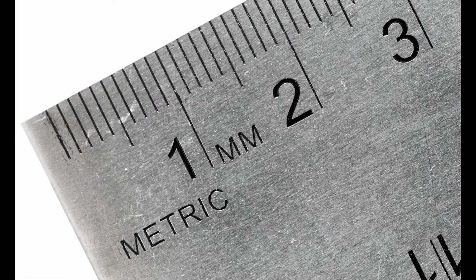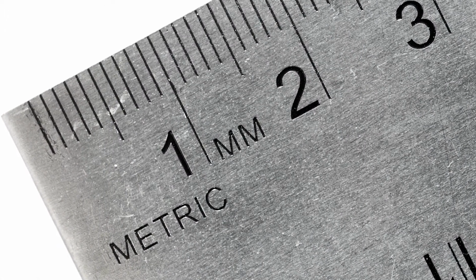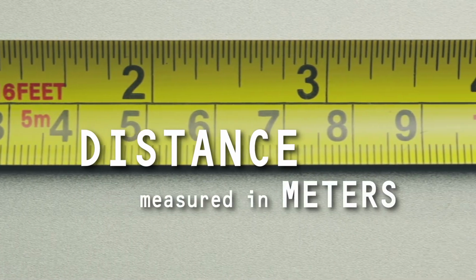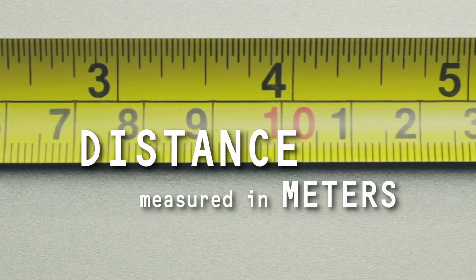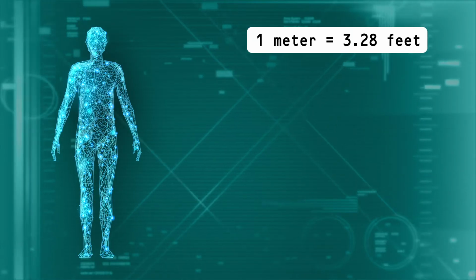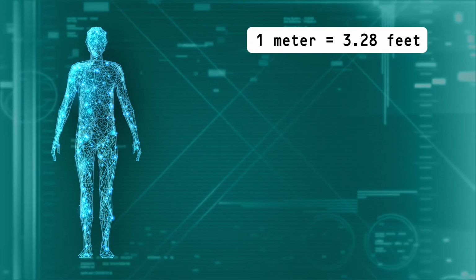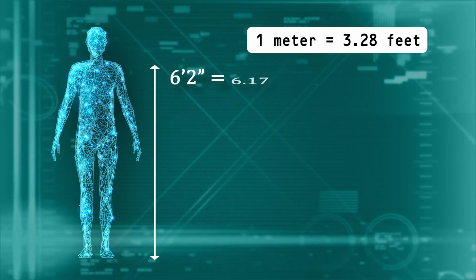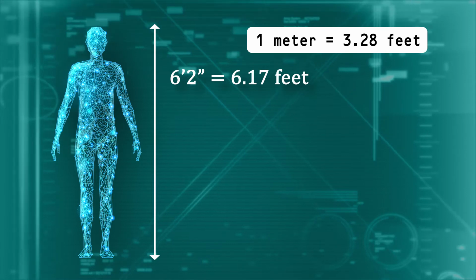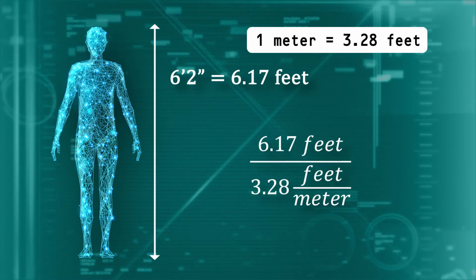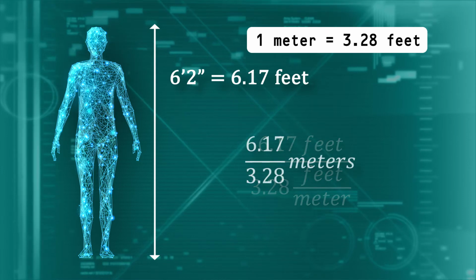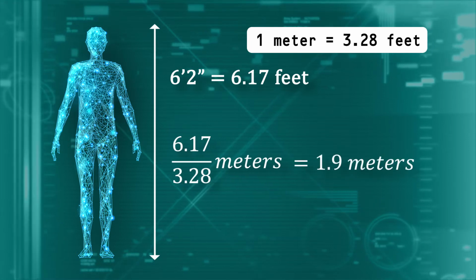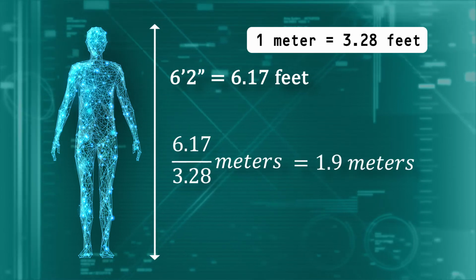In robotics, we use the metric system, also known as the SI units, for all of our measurements. You're probably used to measuring distances in feet. In the metric system, we use meters instead. A meter is 3.28 feet, so we can convert back and forth using this ratio. For example, I'm 6'2", about 6.17 feet tall. To get that translated to meters, we divide 6.17 by 3.28, and that gives us a length in meters. In this case, I'm about 1.9 meters tall.